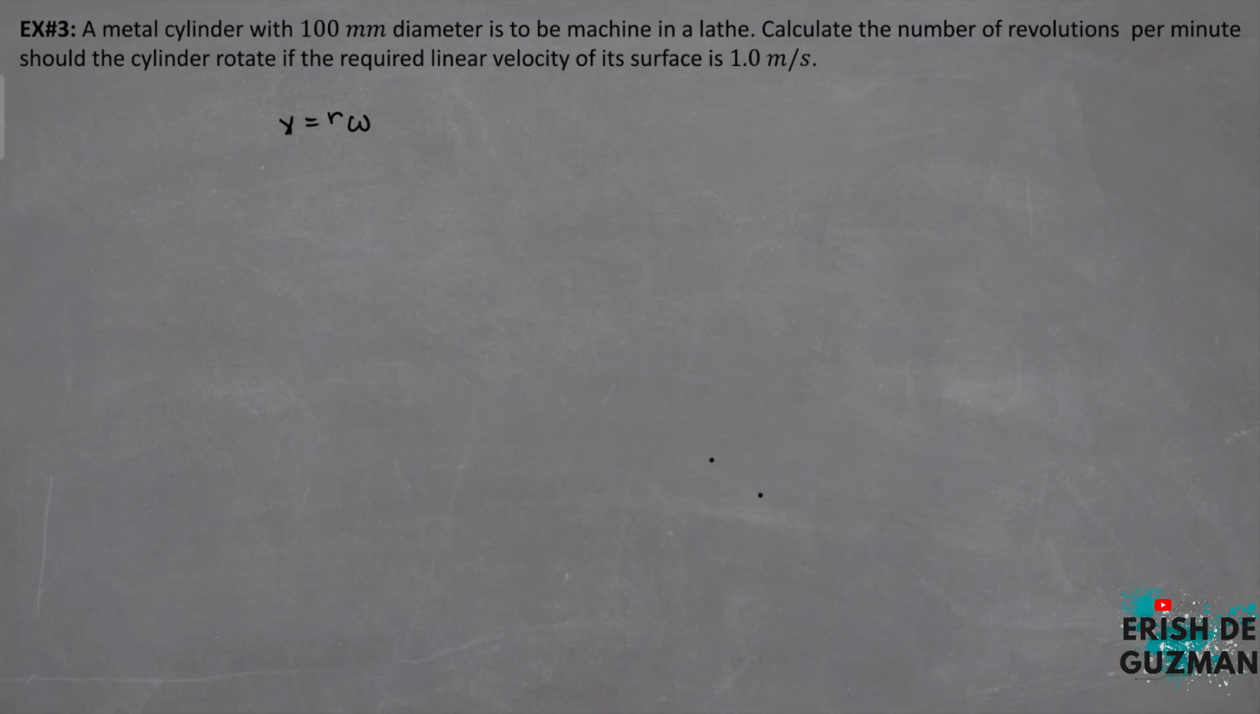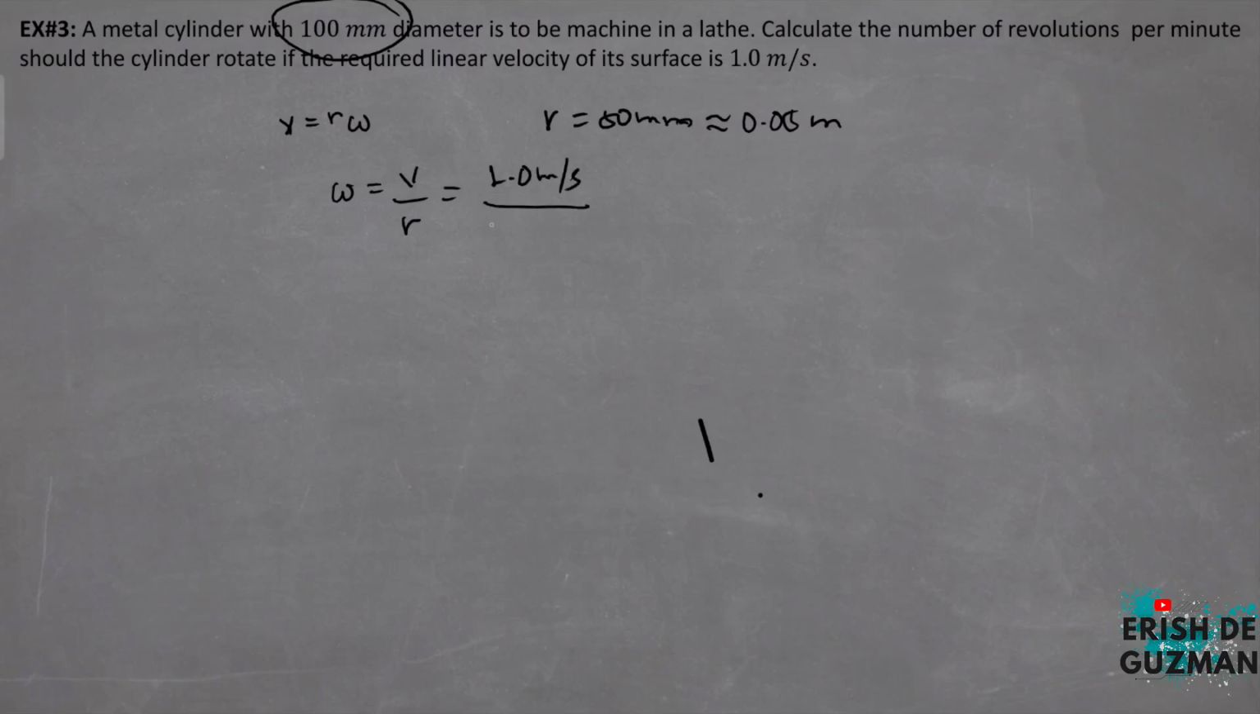Ang radius natin is 50 mm. Take note na ang diameter natin is 100 mm. So, ang radius natin is 50. So, we have to convert it into meters. This is 0.05 meters. And we have to calculate the angular velocity. Linear velocity over the radius. We have 1 meter per second divided by the radius na 0.05 meters. Angular velocity is equal to 20 radians per second.